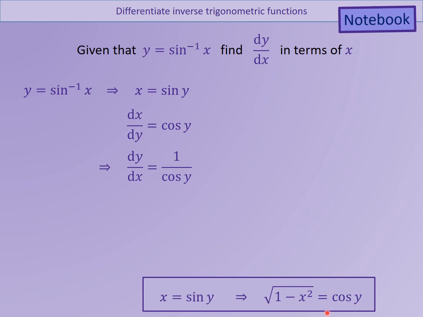Why is that helpful? Because then I can put that cos y back in here and I end up with 1 over the square root of 1 minus x squared. And I've answered the question as it wanted: dy over dx in terms of x's. It's quite interesting to see that the differentiation of sine to the minus 1 of x doesn't involve any trig functions at all.